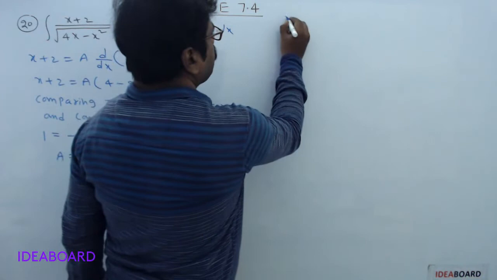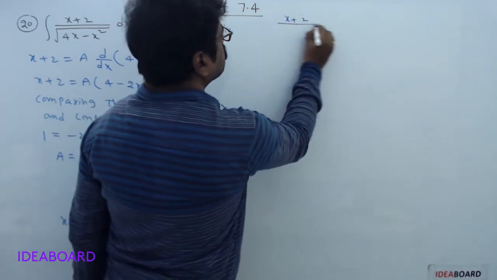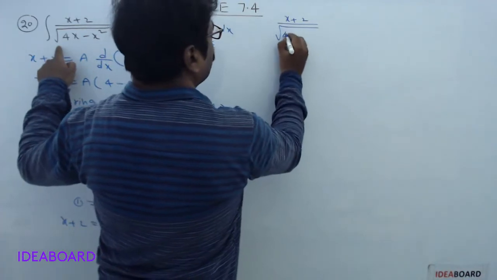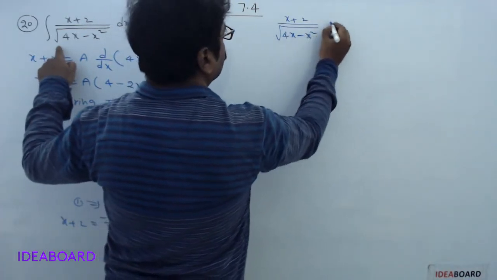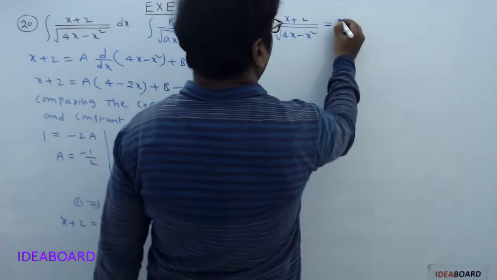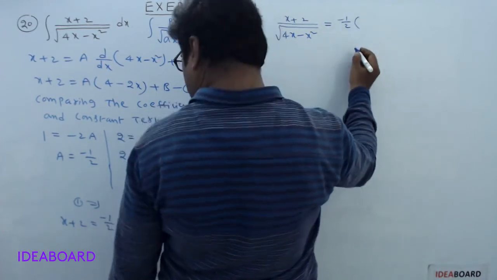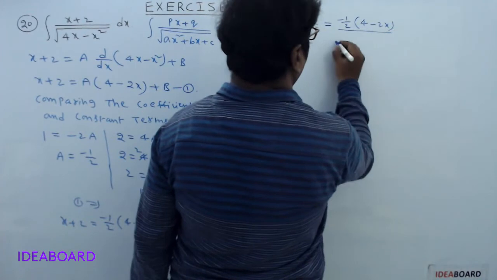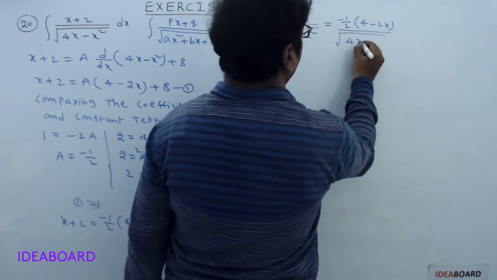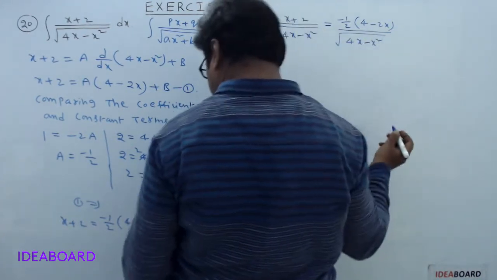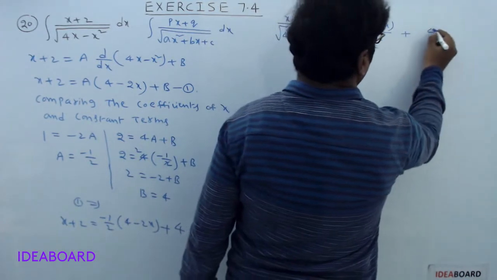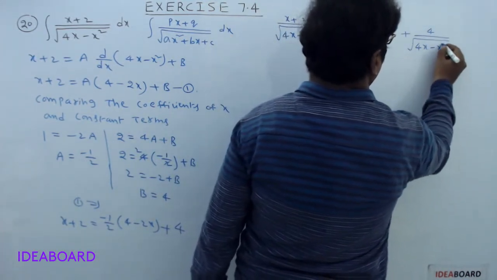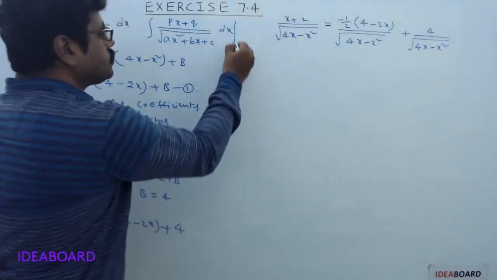So that is x plus 2 divided by square root of 4x minus x square equals minus 1 by 2 into 4 minus 2x divided by square root of 4x minus x square plus 4 divided by square root of 4x minus x square.